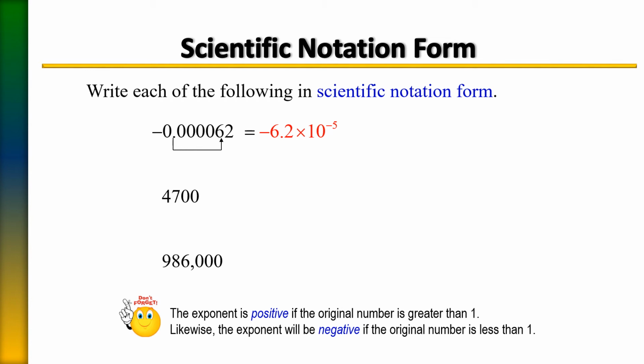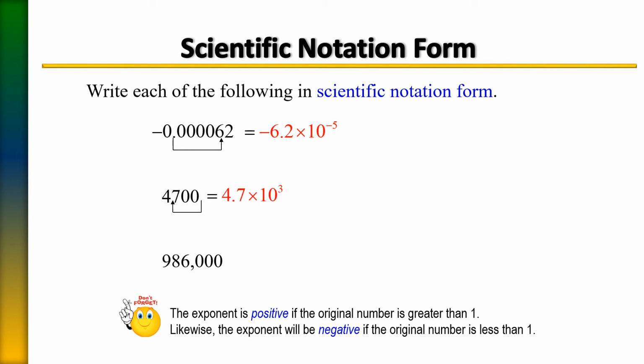Next example looks similar to one we've done, but we need to get it to where it's a decimal between 1 and less than 10. Right now, remember the decimal is in the back, so let's move to get there. 1, 2, 3 places. So that's going to be 4.7 times 10 to the 3. Is that positive or negative? Yes, it's going to be positive because our original number was greater than 1. So it's going to be 4.7 times 10 to the 3rd power because it took 3 places to get there.